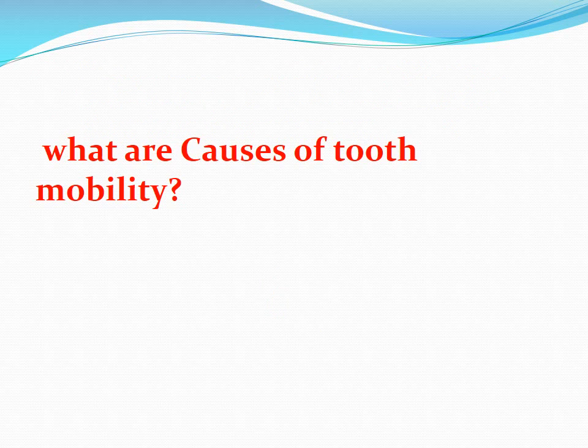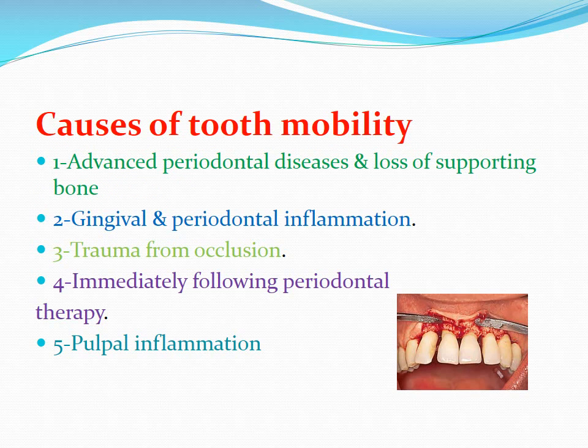What are the causes of tooth mobility? First, advanced periodontal disease and loss of supporting bone. Second, gingival and periodontal inflammation. Sometimes a patient comes with severe gingivitis or periodontitis, and we can notice the tooth mobility. Third, traumatic occlusion. Any trauma from occlusion could cause tooth mobility.